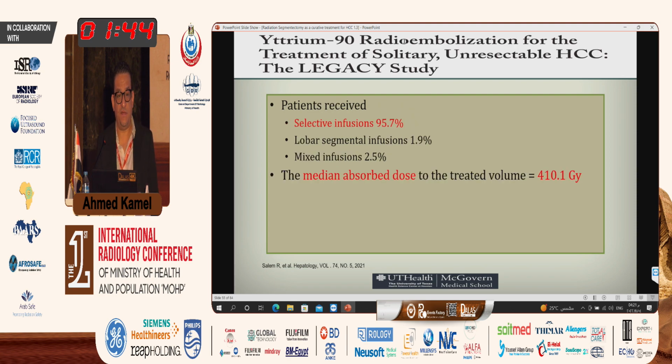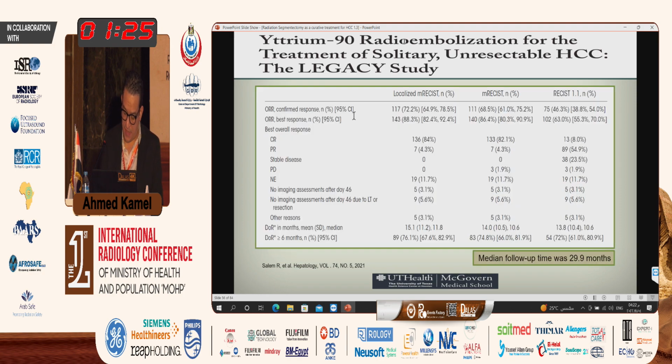Patients received selective infusions. Again, it's a radiation segmentectomy. You have to go very further with your microcatheter into the segmental arteries. So segmental infusions were used in 95% of the patients. The mean absorbed dose, again, was 410. Very high dose, not what is recommended by the vendors. So the objective response rate in these patients was 88%.